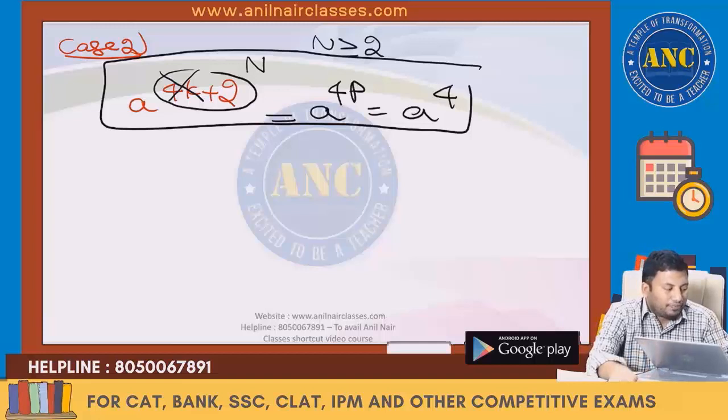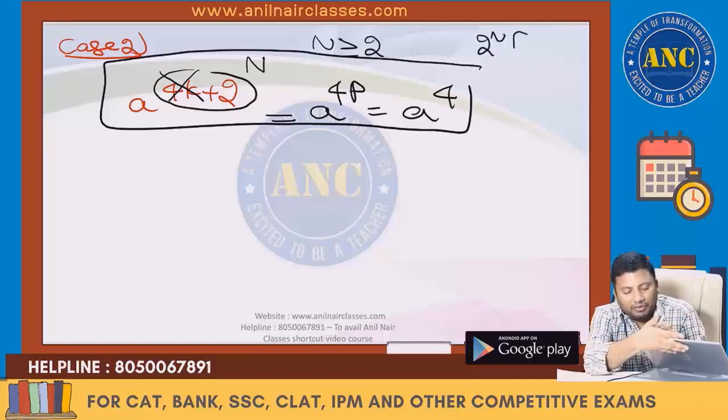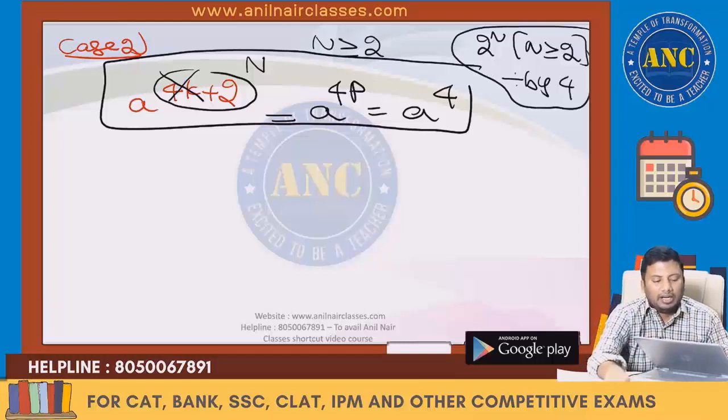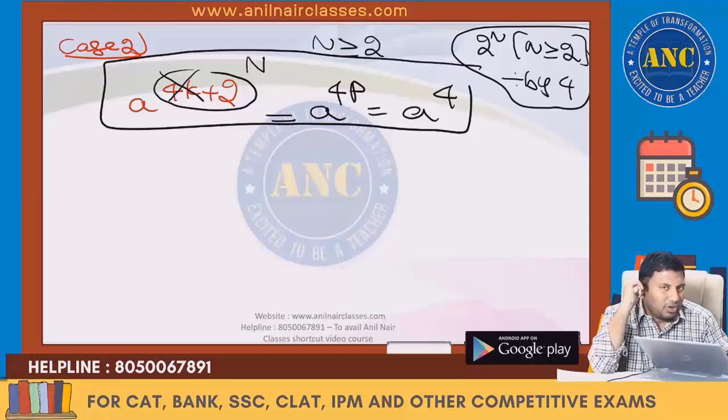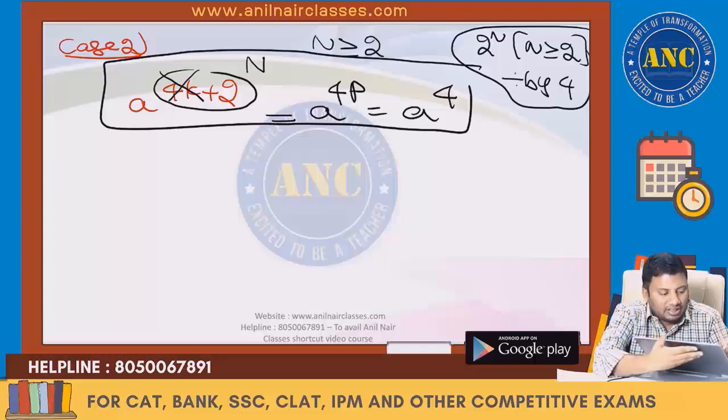4k plus 2 power n. 4k is divisible by 4. 2 power n, if n is greater than or equal to 2, it is always divisible by 4. So a power 4p, the unit digit is a power 4. I hope now you understood, Pallavi, why I took the generic cyclicity as 4. Only with 4, I will do everything. Examples.